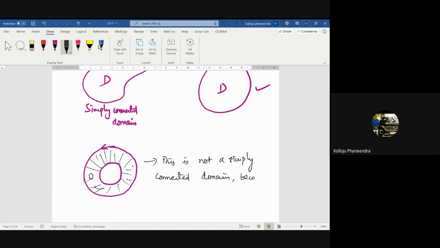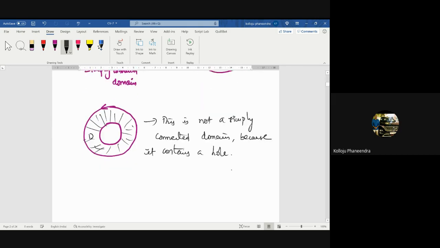Because it contains a hole. How many holes are here? Only one hole is here. Okay. And for example, this is one region. This is a curve. See. And this is one hole. This is another hole. This is another hole, like that.